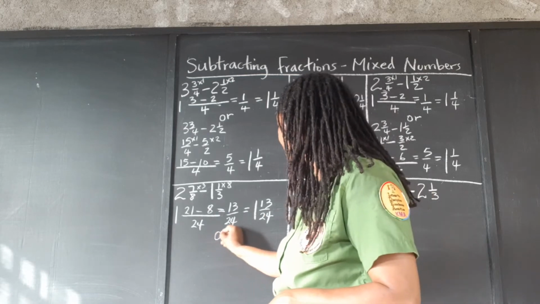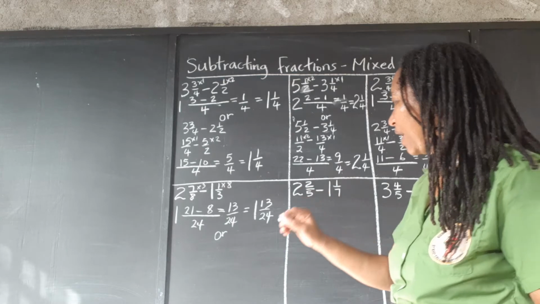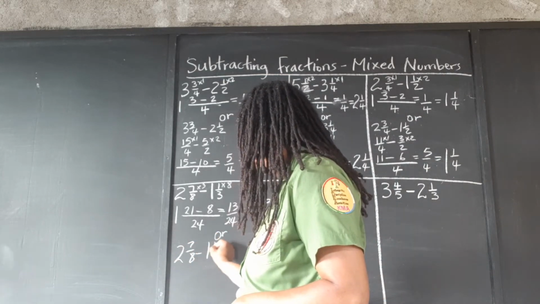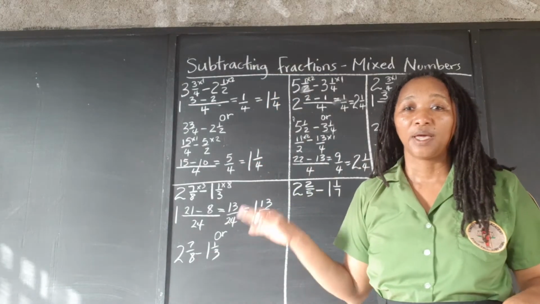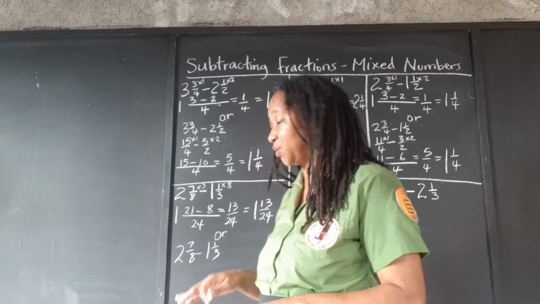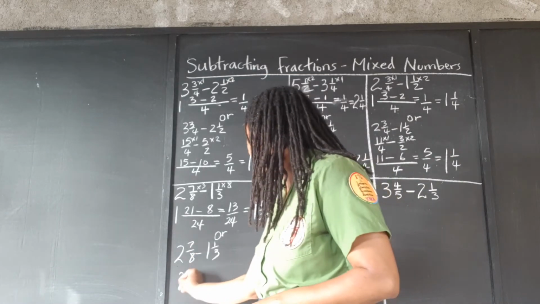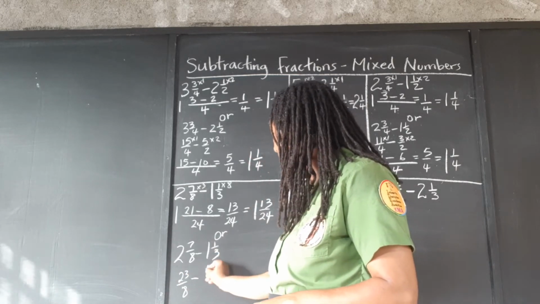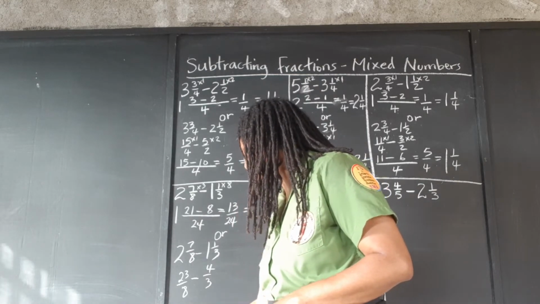Alright, so we're going to try the other method. 2 7/8 minus 1 1/3. So now we're going to change them all to improper fractions and work it using that method. 8 2s are 16 plus 7 is 23 over 8. 3 1s are 3 and 1 is 4 over 3. The LCM of 8 and 3 is 24.